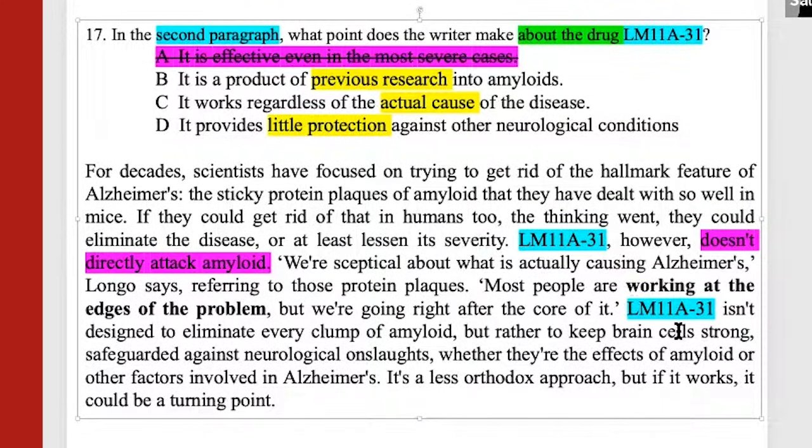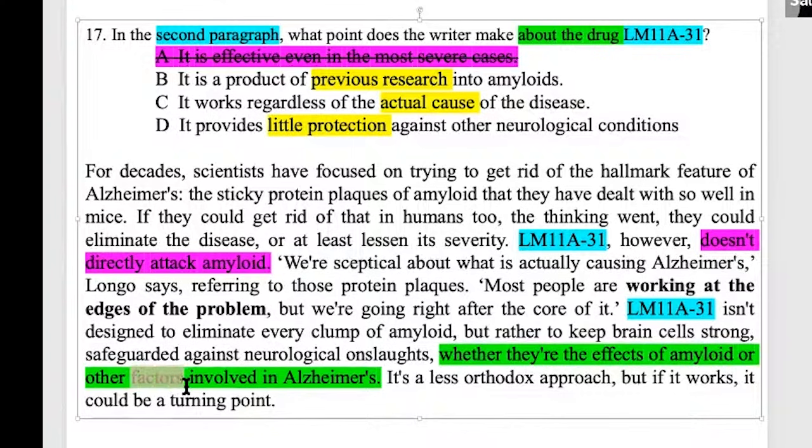Then go to the next mention. LM11A31 isn't designed to eliminate every clump of amyloid, but rather to keep brain cells strong, safeguarded against neurological onslaughts, whether they are the effects of amyloid or other factors involved. Factors means causes. Where do you have causes? Option C, works regardless of the actual cause. Whether they are factors or not means we are not bothered, regardless of the actual cause. So what is the answer? C. That's what I said.